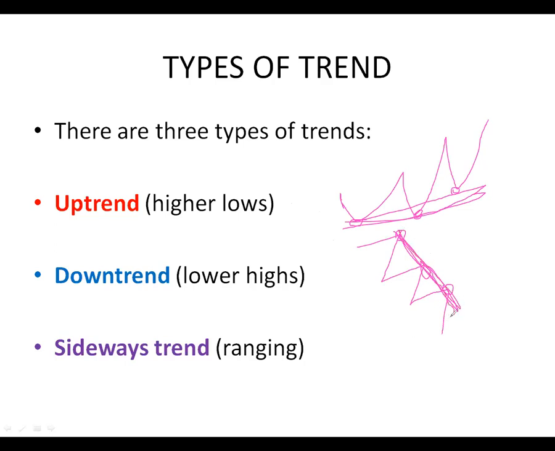So if the trend of the market is a downtrend, then to draw a trend line for a downtrend, you need to connect the resistance. So the resistance becomes your trend line. And then if the trend is an uptrend, to draw your trend line, you need to connect the supports.